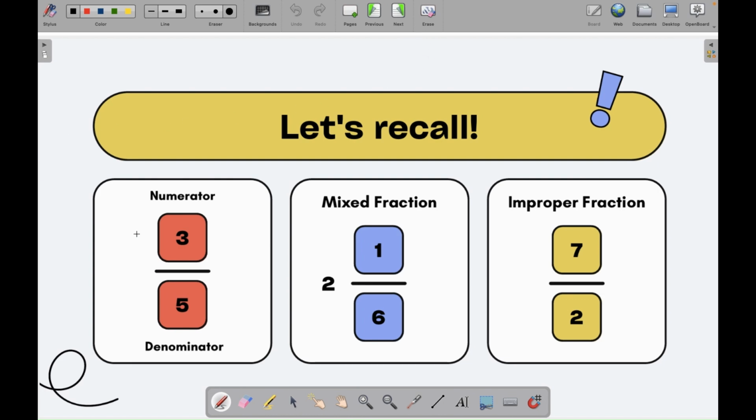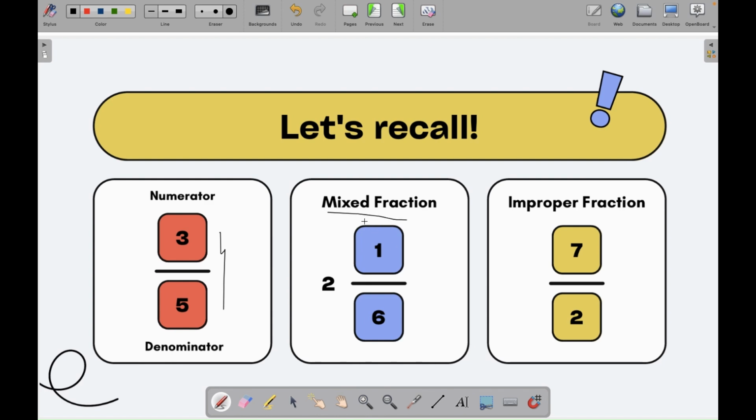Again, a quick recall. So we have a fraction. When we have a fraction, we have two components, a numerator and a denominator. Denominator means how many parts we are dividing a figure into. Numerator means the number of parts we have shaded or we are interested in. So this is an example of a proper fraction.